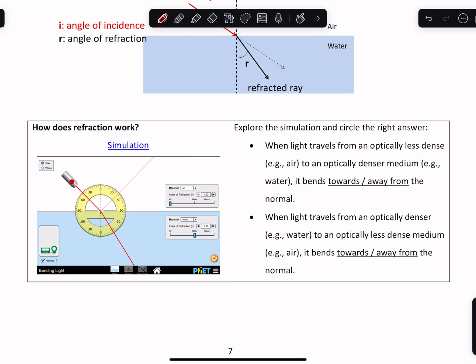Okay, so let's explore this using the simulation. Try working out on the simulation what happens when light travels from optically less dense to optically denser, so air to water, for instance. And the other example, what happens when you go from denser to less dense, say water to air? Does it bend towards or away from the normal? And what happens when I change it to glass? Okay, so try this for yourself and circle the answers here. Let us go through the simulation together.